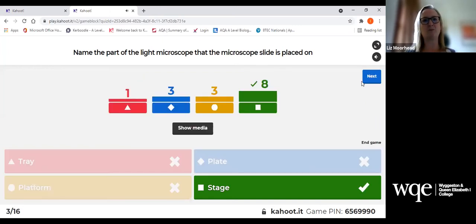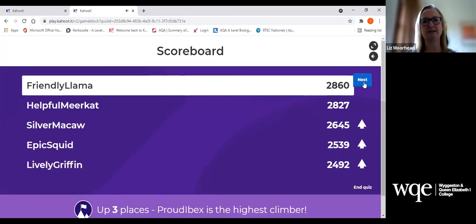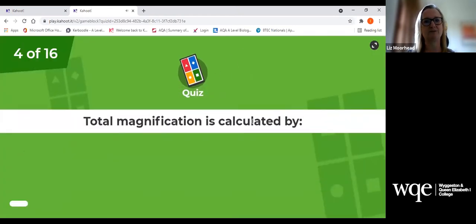Just waiting for one more. Well done, everybody. Okay, you got that right. It is, of course, the stage. Right, so we use microscopes a lot to help us understand cell structure.